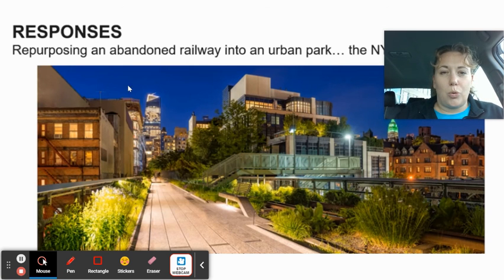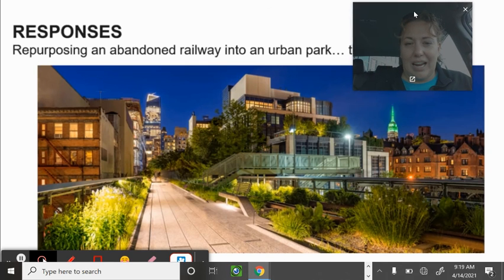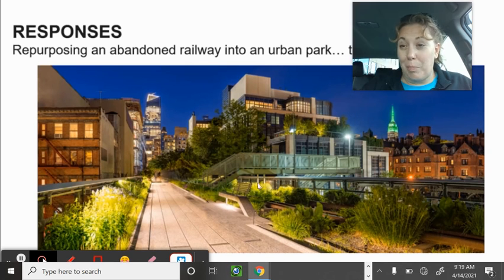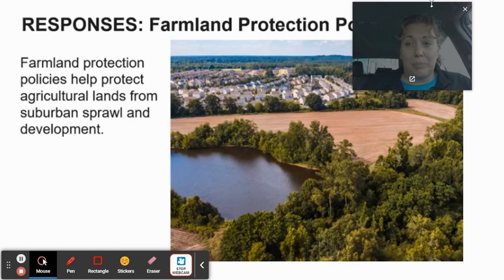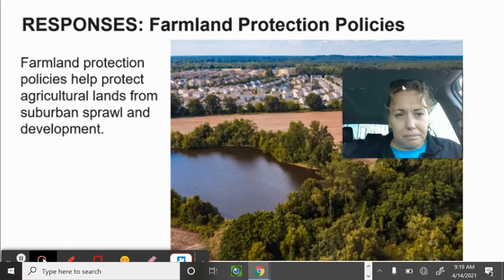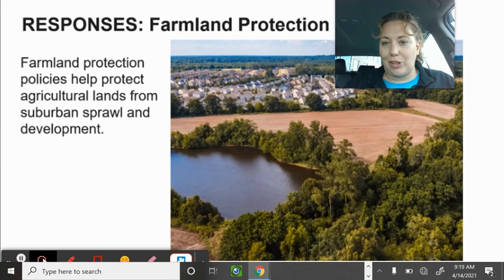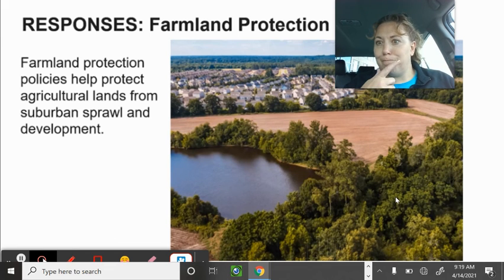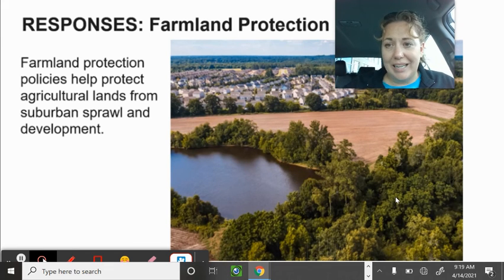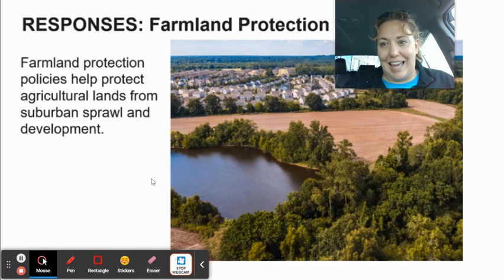Okay. This is so cool. This was an abandoned railway, and then they actually turned it into an urban park area in New York City. So that's really, really cool. Okay. Farmland protection. We have to protect the farmland. So look at this. These houses were built literally right up to the edge of a farm. And I'm sure people are eyeing this farmland going, I could build a real nice house there. But guess what? What are you going to eat in your big nice house when that farmland is taken? So how do we mediate that?